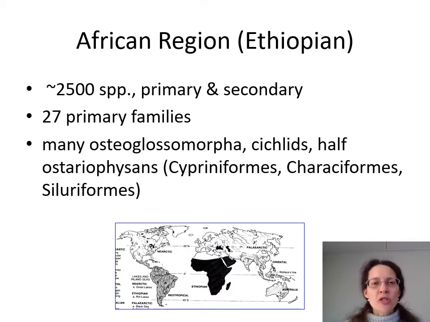We'll work our way through the regions briefly, just highlighting the major differences between them. So if we start with the African region, the African or Ethiopian region here, this dark part, we see a lot of species. We've got about 2,500 species, mostly primary and secondary. 27 families are primary families that would have been freshwater species always here. And when we look at the diversity, we see lots of those osteoglossomorphs. So that's one of our earlier ancestral lineages. And some of these are archaic, and we'll talk about archaic distributions at the end after we work our way through the regions.